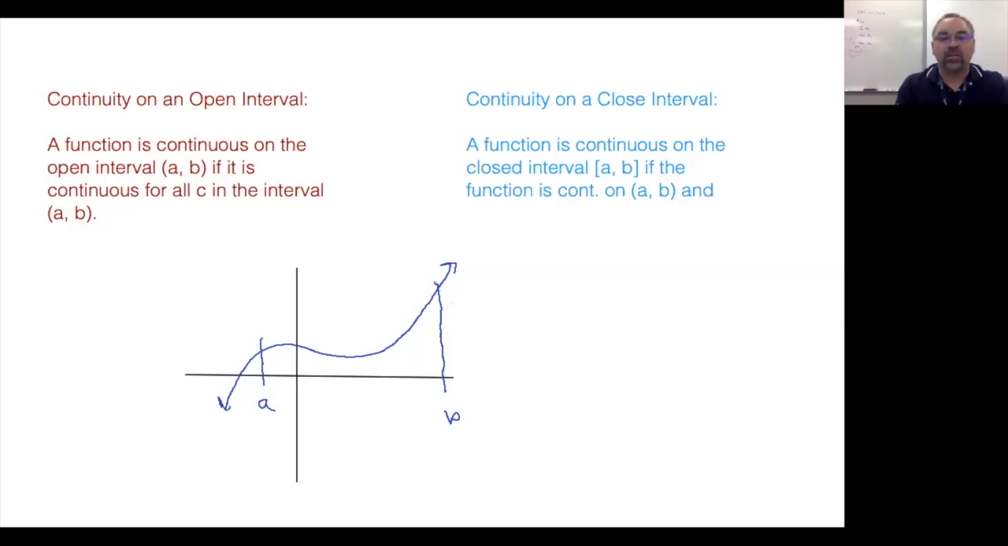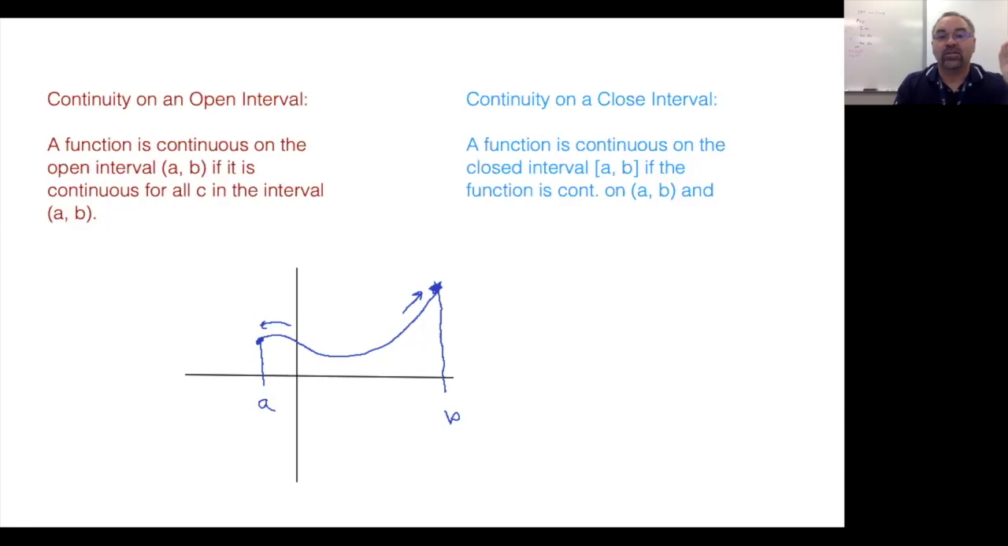The universe stops here, so I'm going to redraw the function so that it doesn't go past those points. Here's f of a, here's f of b. We can only approach a from this side, and we can only approach b from this side. But that's enough. We will be okay here.